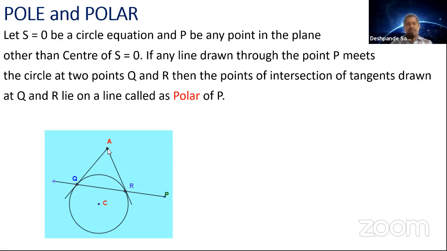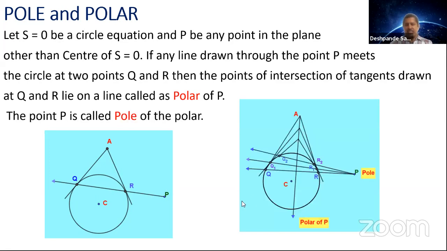The point is A. Now, instead of this line, if you take another line, say you got line P, this is what is called QR. I have taken another line. That line is also cutting the circle at Q1, R1. I have taken another line, Q2, R2. Now, when you take the QR line here, with P traveling to Q and R, you got two tangents. These two tangents are meeting at this point.